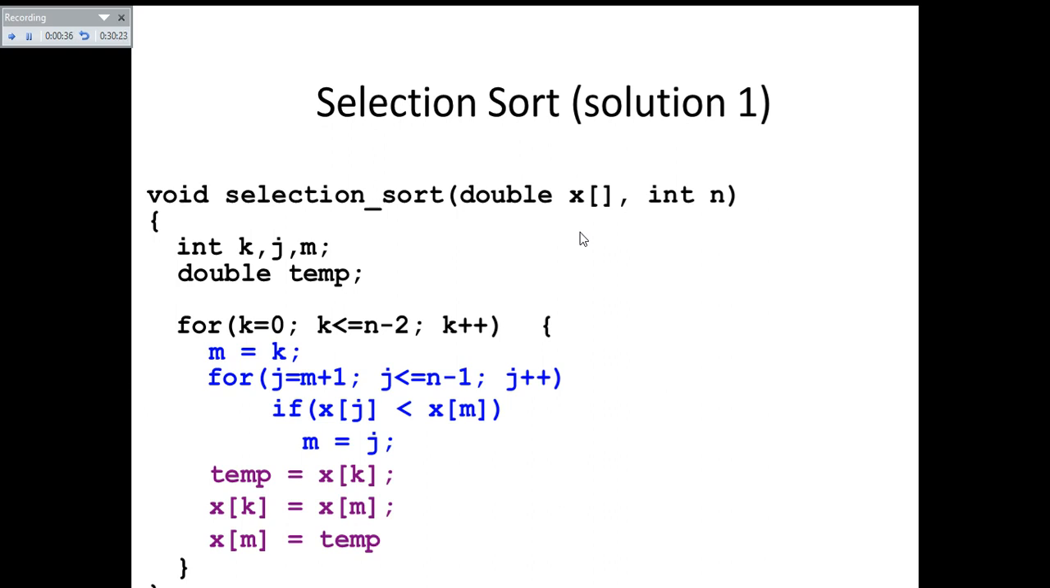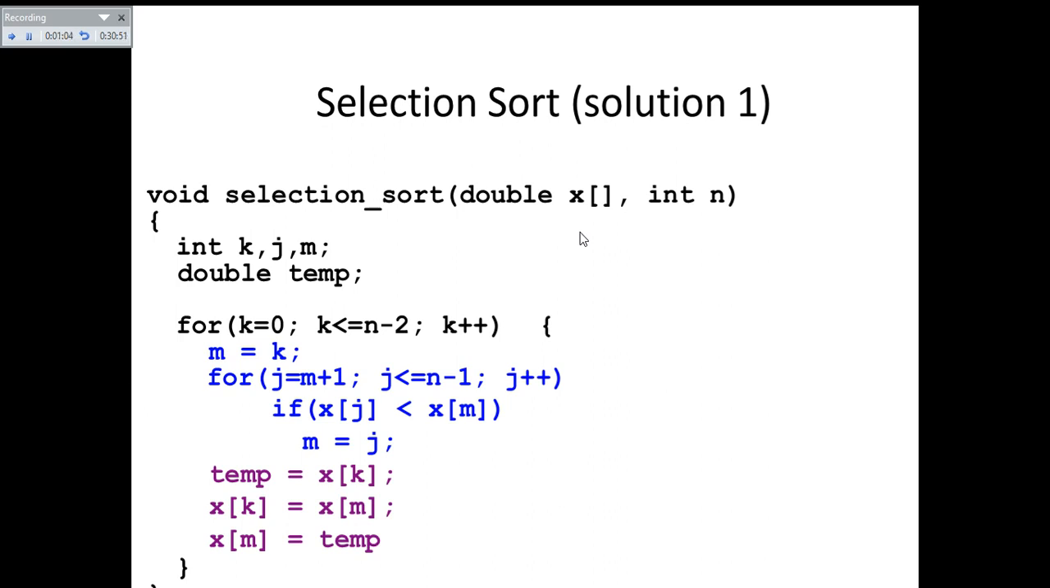So this is the for loop logic we have to write, and we are going to assign m equal to k. The iteration number is going to be stored in one variable, that is m. And after that, inside this for loop, we are going to write one more for loop, that is for j equal to m plus 1, j less than or equal to n minus 1, j plus plus. If x of j is less than x of m, m equal to j.